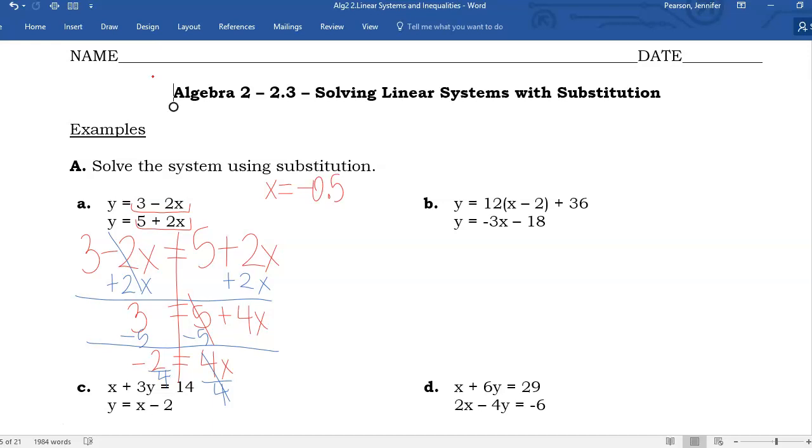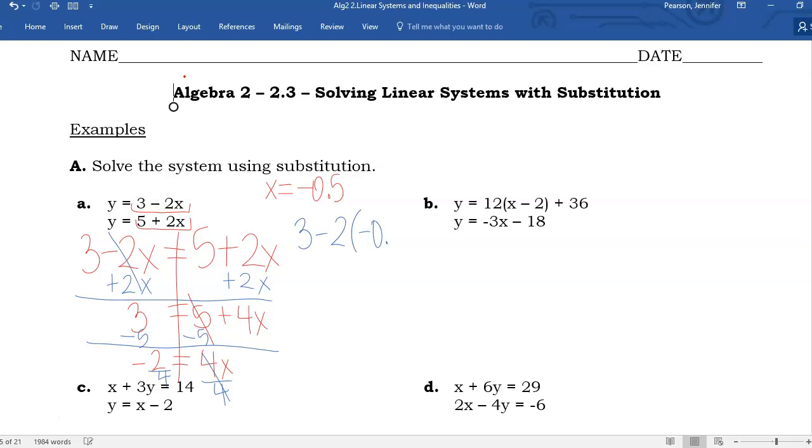Now we are not done. When we were solving with graphing, we always had an x answer and a y answer. It's the same with substitution. So I'm going to take that number, I'm going to substitute back in. You can put it into the first equation, or you can put it into the second equation. You should get the same answer both times. I'm going to do both just to double check.